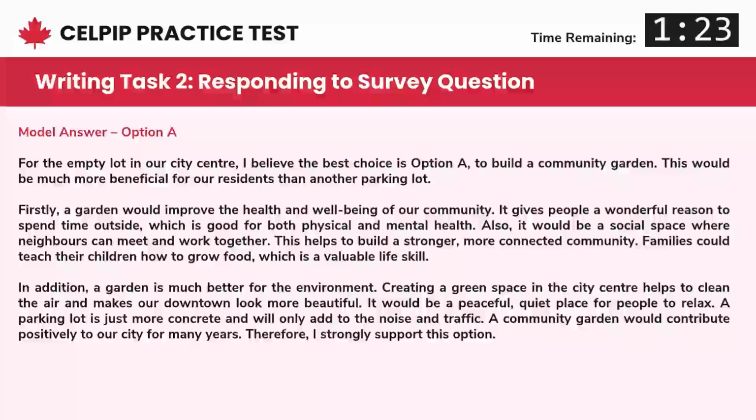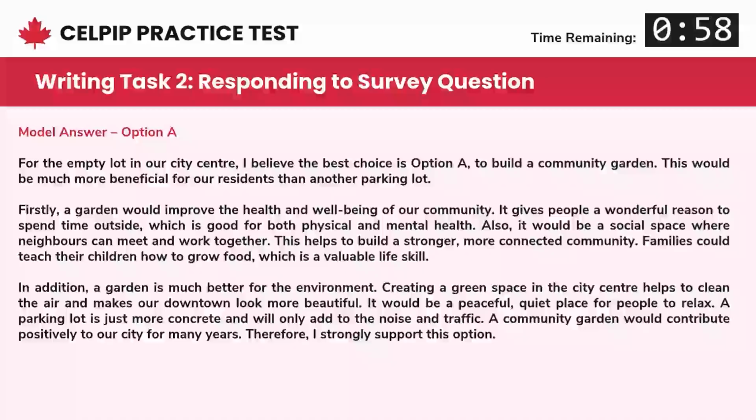Let's look at why this response for option A is a strong one. Feel free to pause the video here if you would like to read the answer carefully first. The writer clearly states their choice in the first sentence. They then provide two very clear reasons to support this choice. The first reason is that a garden helps improve the health and well-being of our community. The second is that it is better for the environment.